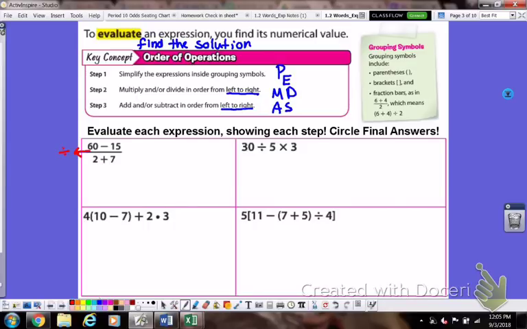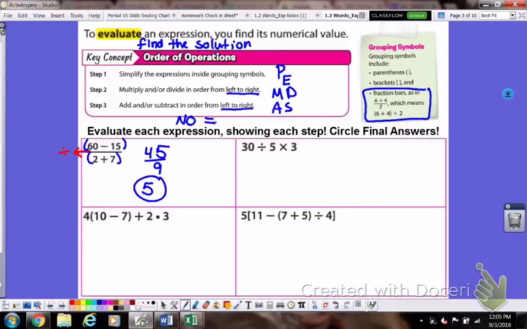So if we go through our steps, step 1 was simplify the expressions inside the grouping symbols, and just like we looked at right over here, that fraction bar is a grouping symbol. So we wanted to take care of our 60 minus 15 and our 2 plus 7 first. So 60 minus 15 gives us 45, divided by 2 plus 7 gives us 9. So there's our first step. We now have 45 divided by 9. Go ahead and divide that, and we get 5. Circle our final answer. Now notice, since we're working with expressions, again, we do not write equal signs. Equal signs will make it an equation.